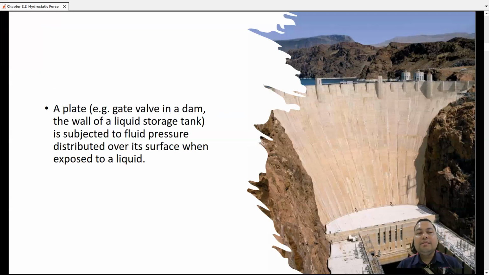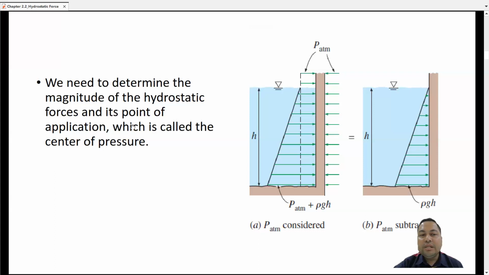Let's look at this here: a plate, for example a gate valve in a dam, or the wall of a liquid storage tank, is subjected to fluid pressure distributed over its surface when exposed to a liquid. We need to determine the magnitude of the hydrostatic force and its point of application, which is called the center of pressure. So when we have problems related to hydrostatic force, we need to determine the value of the hydrostatic force, and also we should know where the hydrostatic force will act. That point is known as the center of pressure.